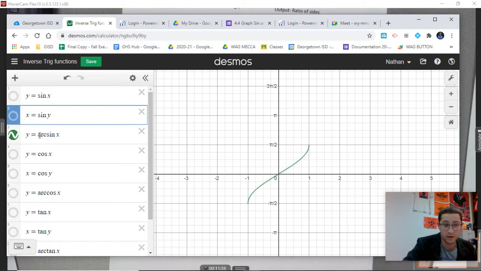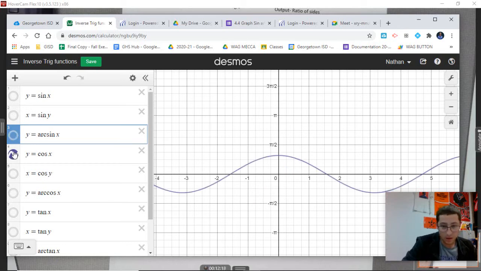Now if you notice, these two are the exact same. It's just that when I flip it, it doesn't restrict the domain, but when I put it in as y equals arc sine of x, it does have that restricted domain. So this is actually the graph of sine inverse. Okay, let's look at cosine. Here's cosine going along the x-axis. The inverse should be going along the y-axis, and we see that.